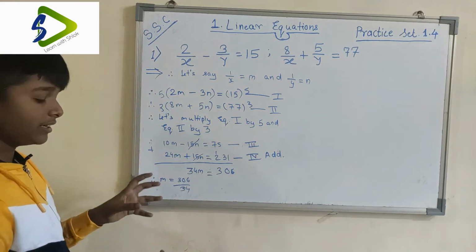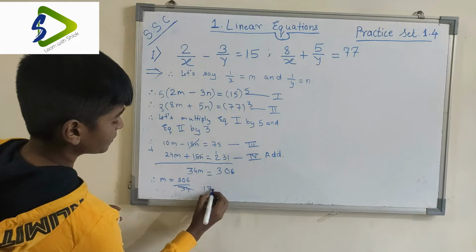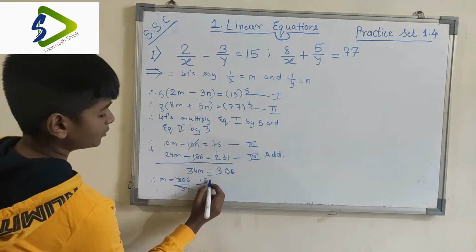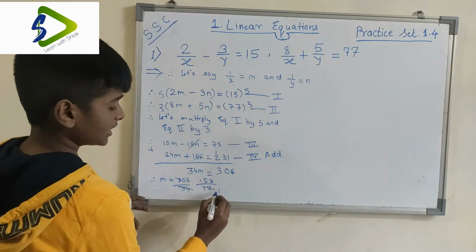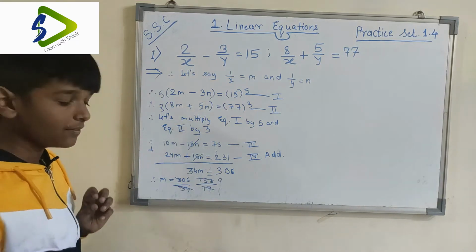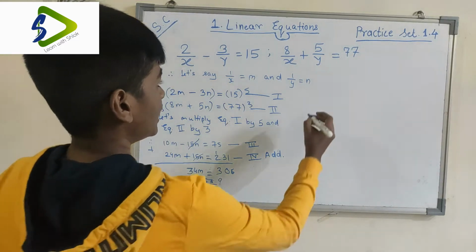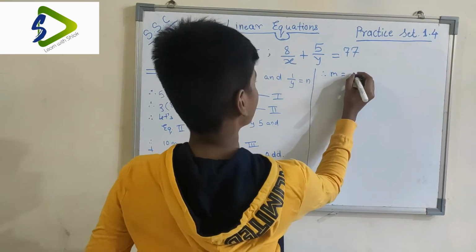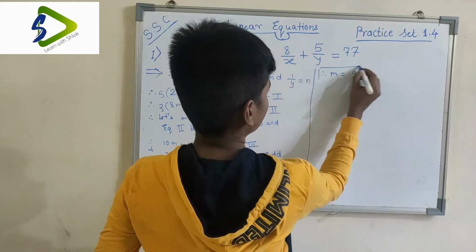Now you can divide it by 2. So 17 ones are 17, 17 nines are 153. So therefore m is equal to 9, and that is the value of m.